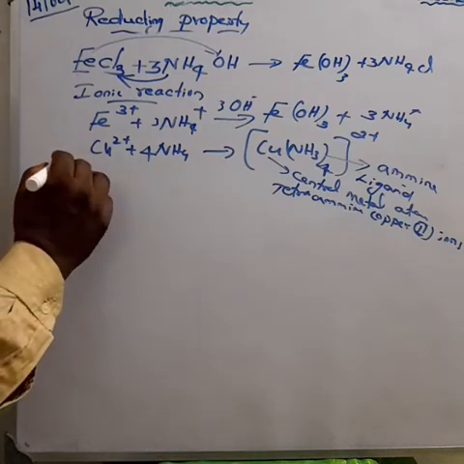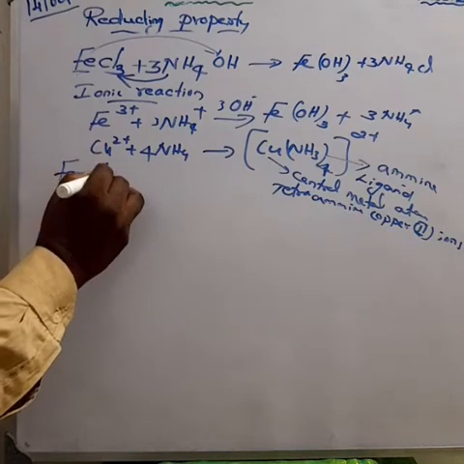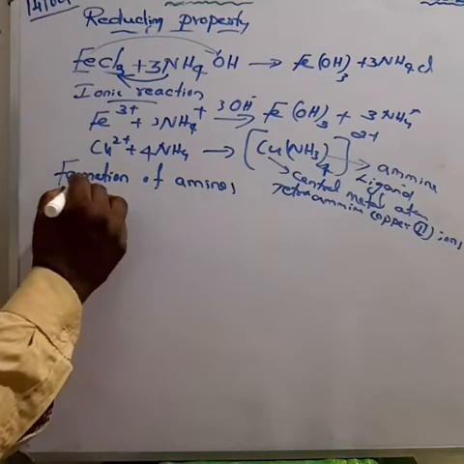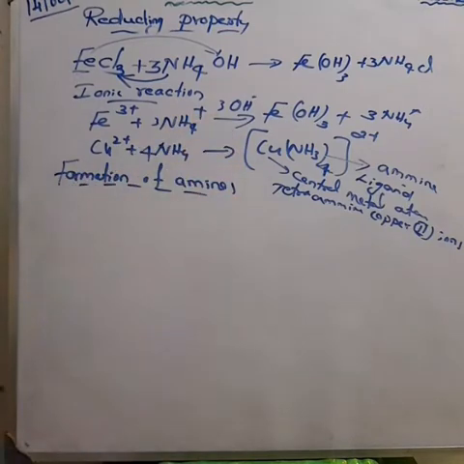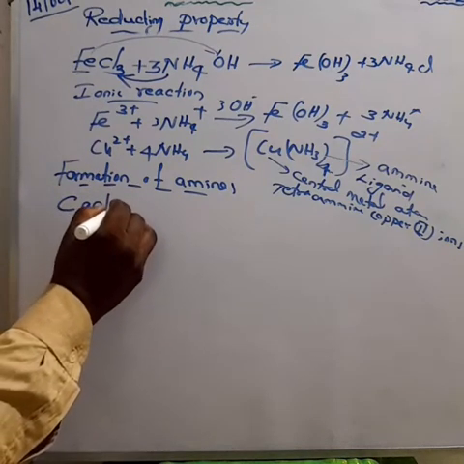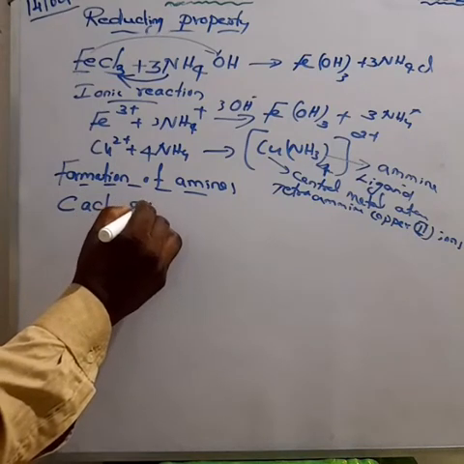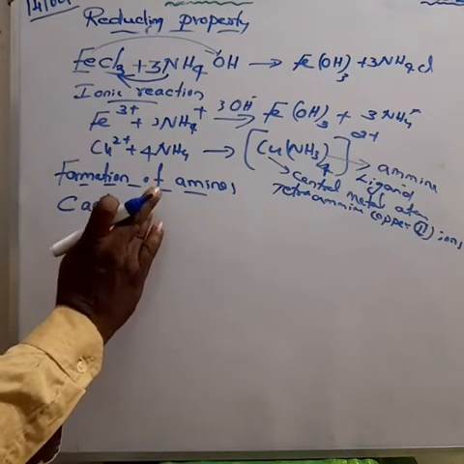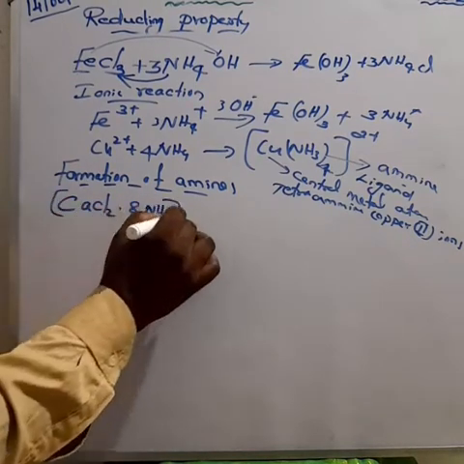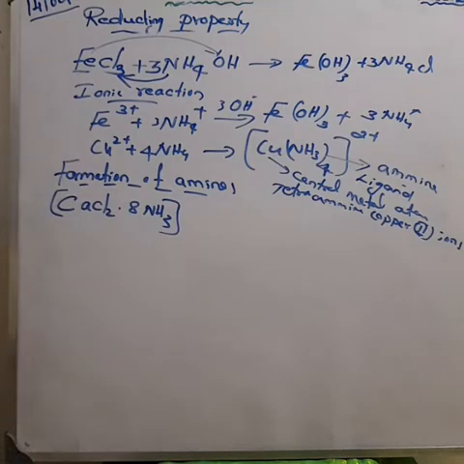Next one. Formation of amines. Here, ammonia forms ammoniated compounds. Ammoniated compound means I am taking one of the calcium chloride. Formula all of you know, CaCl2, calcium chloride. Here, ammonia having 8 NH3. These compounds we are saying ammoniated compounds.